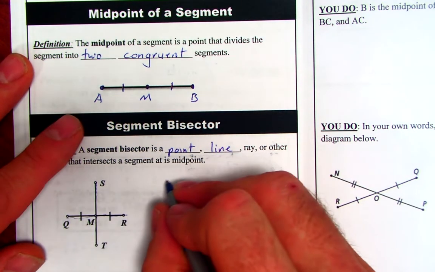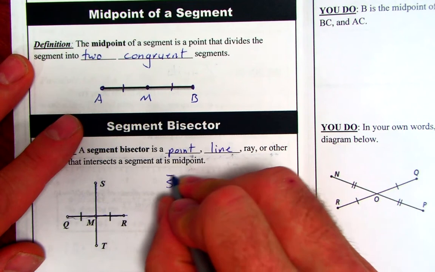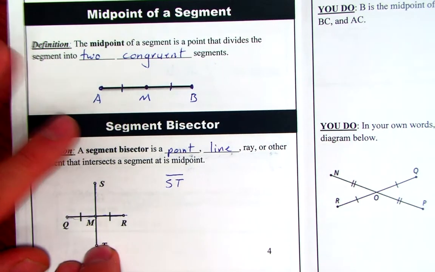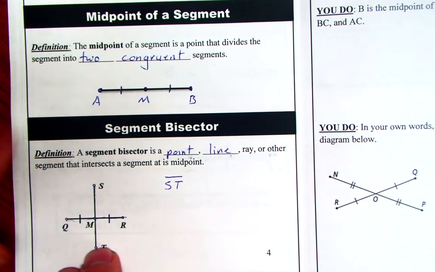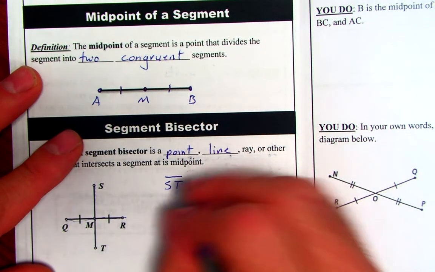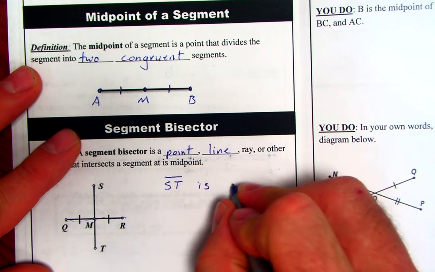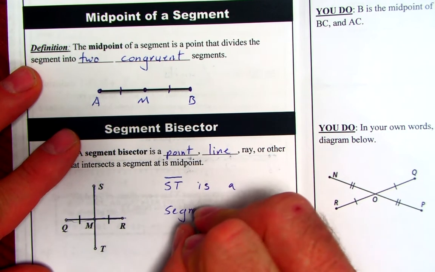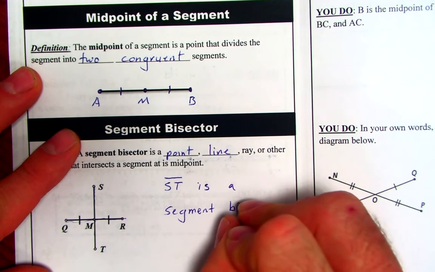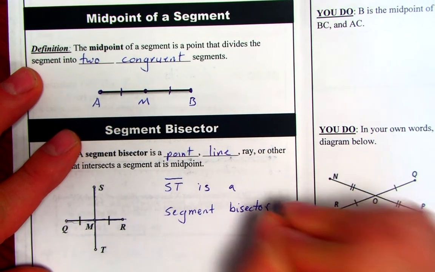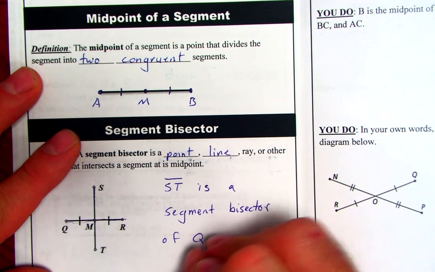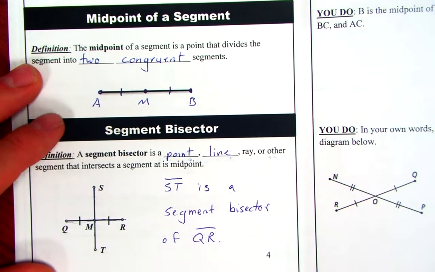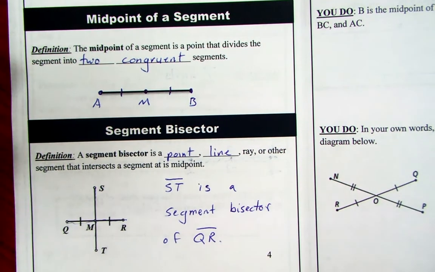So if we're going to put that into words, and you're going to have to be able to do this, I'm going to say describe a diagram using words. Segment ST is a segment bisector of segment QR. Okay, that's what that diagram says.